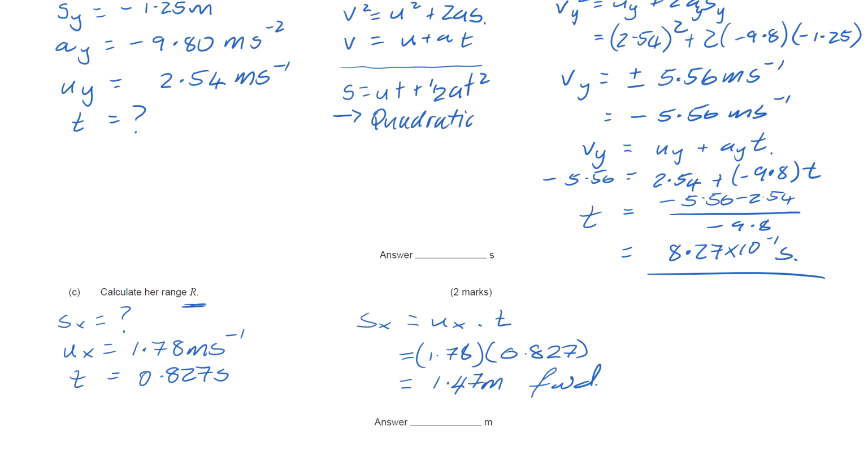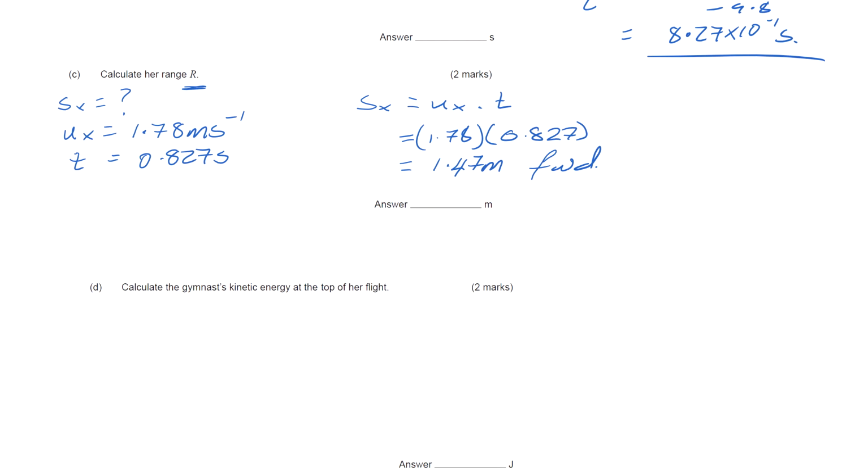All right, next we're looking at the gymnast's kinetic energy at the top of her flight. So kinetic energy is half mv squared. Let's think about her flight. So her flight is like this. At that point there, she will still have a value of Ux. So we still have that, but Vy rather has got to be equal to 0 because we're at the top of the flight. So we're heading downwards from there.